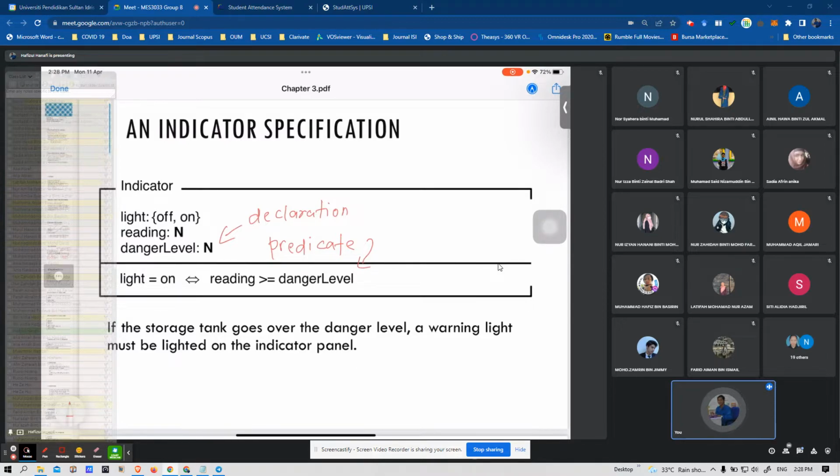Okay, equivalence. What does equivalence mean? Equivalence means that two schemas are said to be equivalent if they declare the same set of identifiers which have the same type and impose logically equivalent constraints upon them. Okay, we have equivalence.